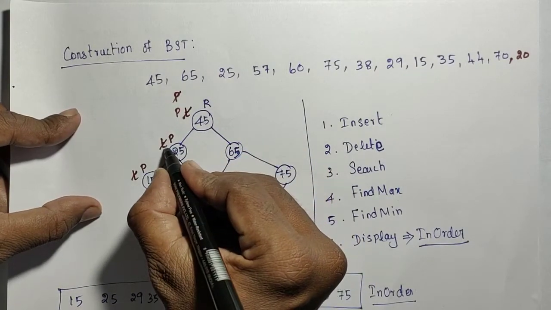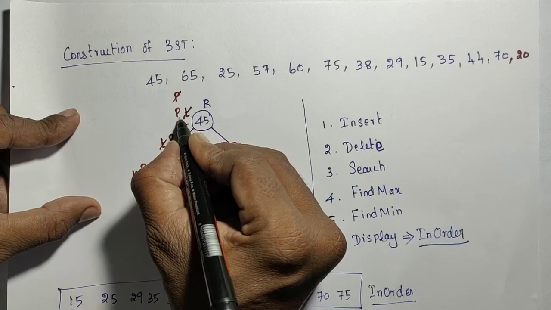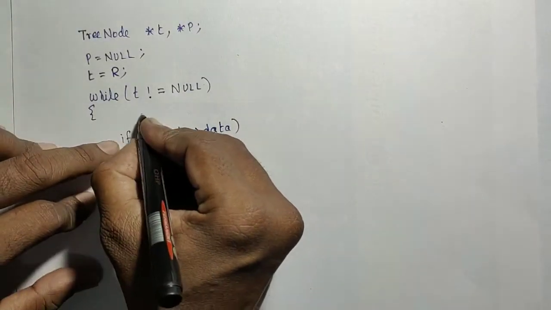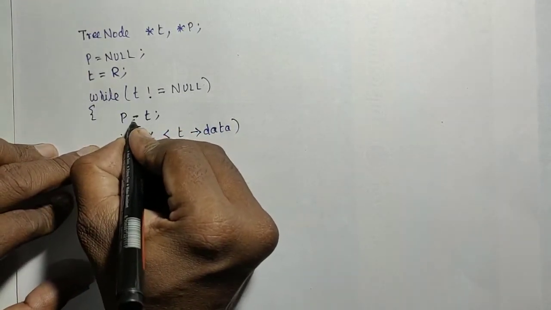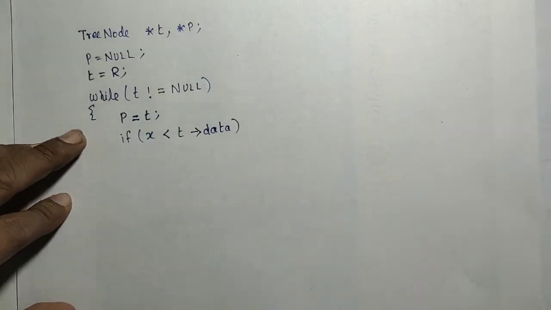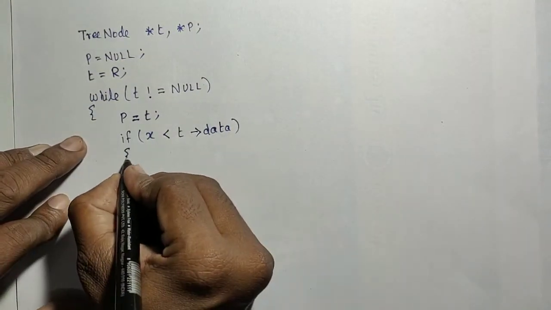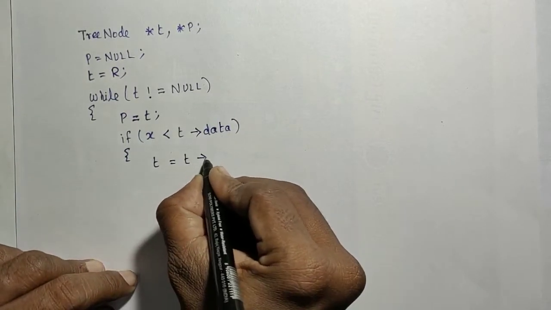Before moving the t to the left, the current t will be marked as what? The p. So before the if statement, the current t will be marked as the parent. After that, the t will be moved to the left or right. So now in this case, the t will be moved to the left side. T equal to t of left.